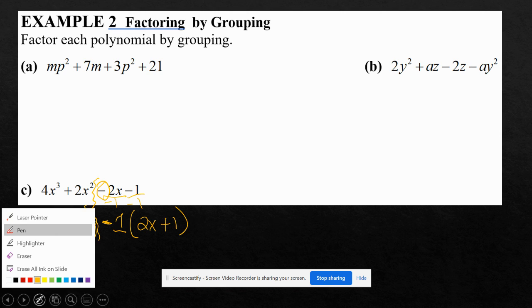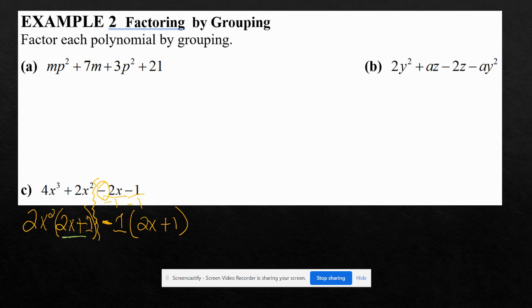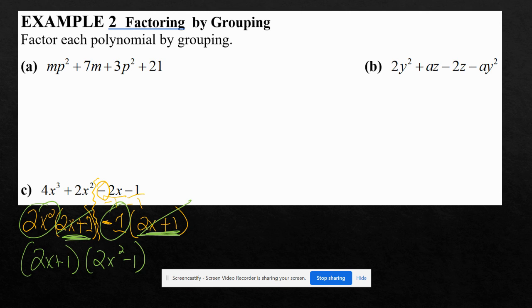Well, again, look at what happened. We have 2x plus 1 and 2x plus 1 as my new common factor. And when I pull those out, I'm left with 2x squared minus 1. And so that would be my factored form.